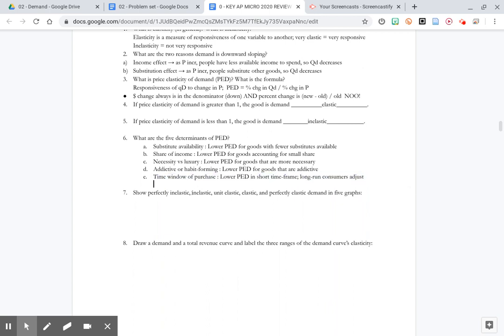The next part is a graphing part, so I'm going to pop out my stylus here and we'll draw a couple of graphs. So the first question says, show perfectly inelastic, inelastic, elastic, and perfectly elastic demand in 5 graphs. So just a quick sketch is all this really requires. And it's designed to get you to think about, what do these graphs look like? And they all have P and Q, so I'm actually going to not do that. You could feel free to do that, but I'm going to be lazy.